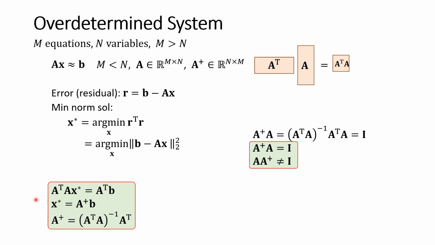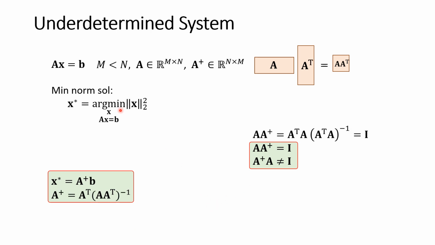And this is the expression for the pseudo-inverse. A plus is A transpose A inverse A transpose, and our solution is x star equals A pseudo-inverse b. And graphically, this is the situation. A transpose A equals this small matrix here, and it's invertible. So A pseudo-inverse A equals the identity matrix. On the other hand, A A pseudo-inverse cannot be the identity matrix because it will not be of full rank.